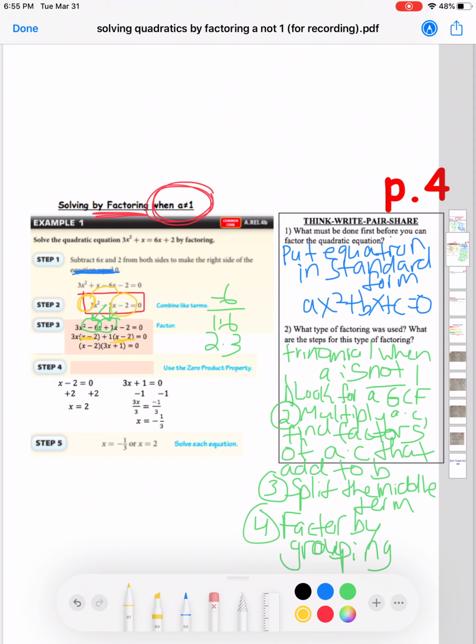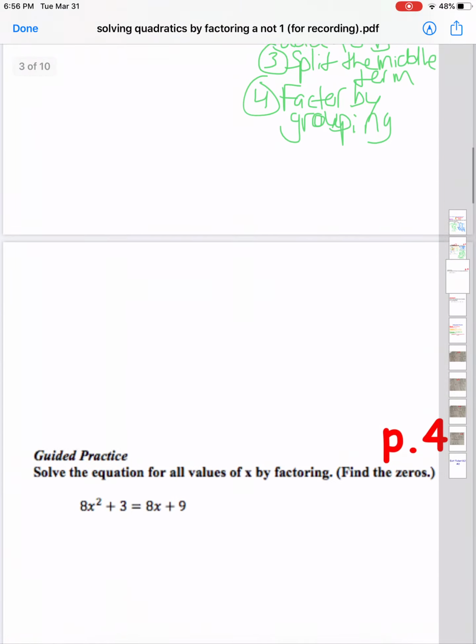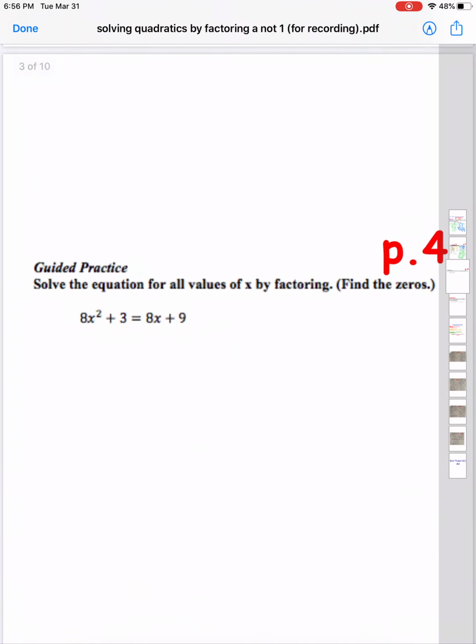Now again, in the last part of the unit, we would have been done at this point. But now we're going to use our zero product property and set the first binomial equal to 0 and set the second binomial equal to 0. Using our inverse operations, you'll notice that they got 2 values of x. So we're going to go ahead and try the guided practice problem. That's toward the bottom of page 4. If I were you, I would go ahead and pause this video, see if you can try to answer this by yourself.